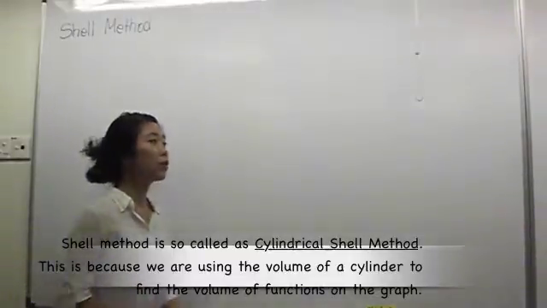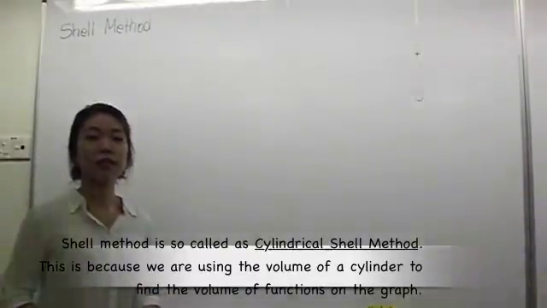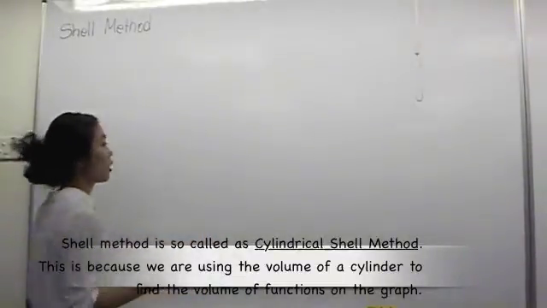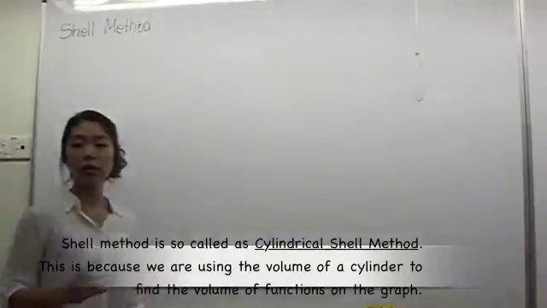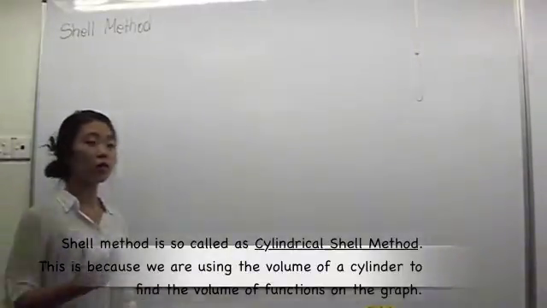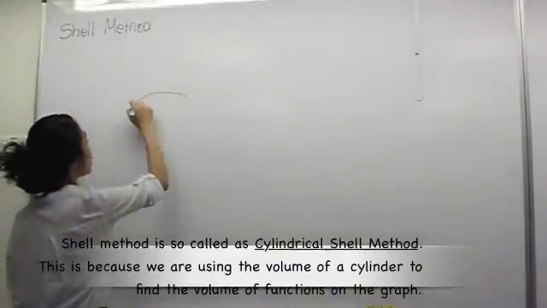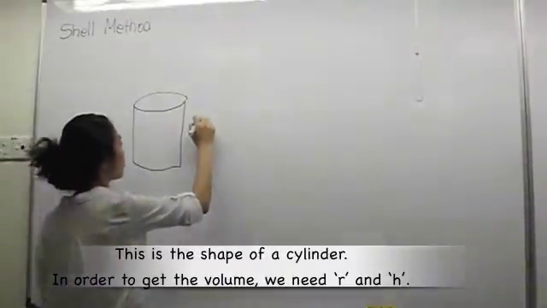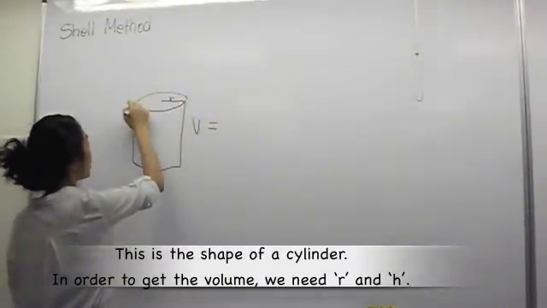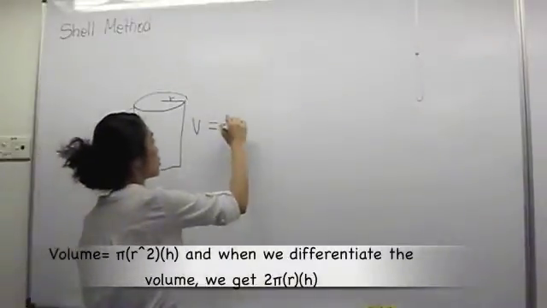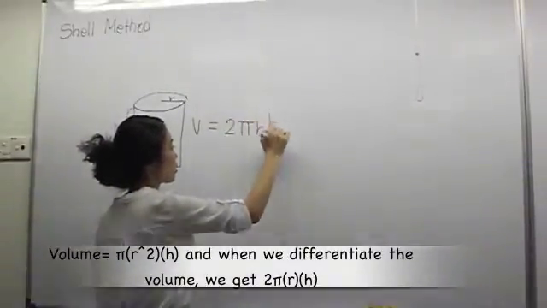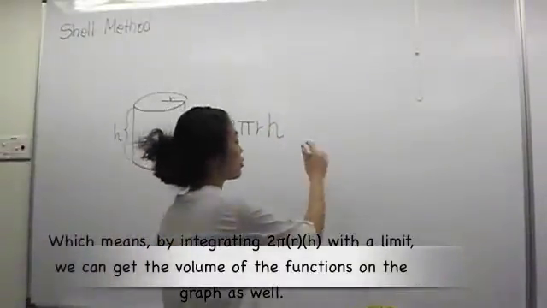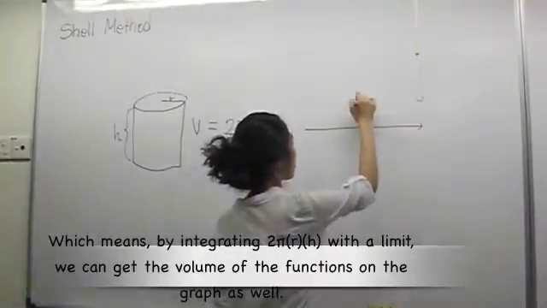Shell method, we call it the cylindrical shell method as well. This is because we're using a similar equation to the volume of a cylinder. The cylinder is here, and to find the volume, we need r and h. So volume will be pi r squared h, and when we differentiate the volume, we get 2 pi r h, which means by integrating 2 pi r h, we get back the volume again.